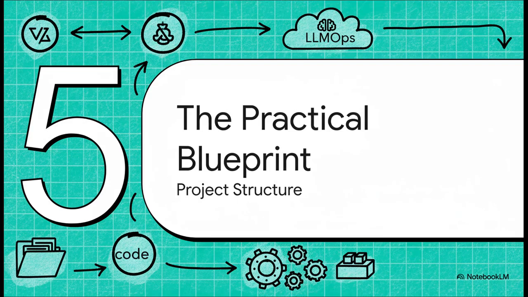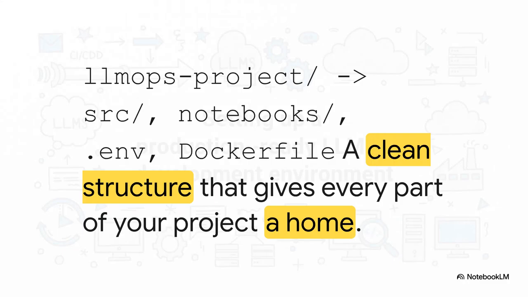All right, we've talked about the 4 layers in theory. So what does this actually look like in practice? Let's put it all together in a reusable project structure. This is how those abstract layers become a concrete project folder. A template like this gives everything a proper home.